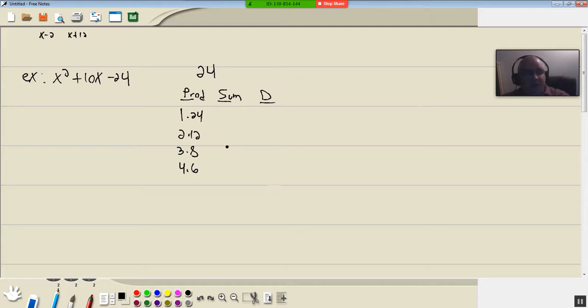Now the S stands for sum. We're going to add these 2 numbers together. 1 plus 24 is 25. 2 plus 12 is 14. 3 plus 8 is 11. 4 plus 6 is 10. The D stands for difference. We're going to subtract the smaller from the larger. 24 minus 1 is 23. 12 minus 2 is 10. 8 minus 3 is 5. 6 minus 4 is 2.